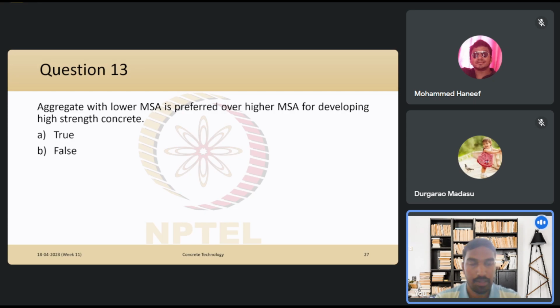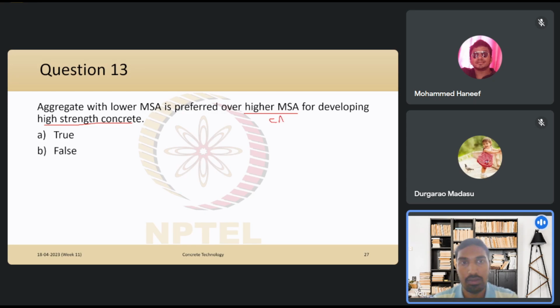Okay, we'll take a look at the answer. Right, so the given statement is actually true. Right? So why? Here we are talking about high strength concretes, and for high strength concrete, we are asking whether we have to use lower MSA or higher MSA. So what is MSA? It is the maximum size of the aggregate. So higher MSA means it is the coarse aggregate, right?